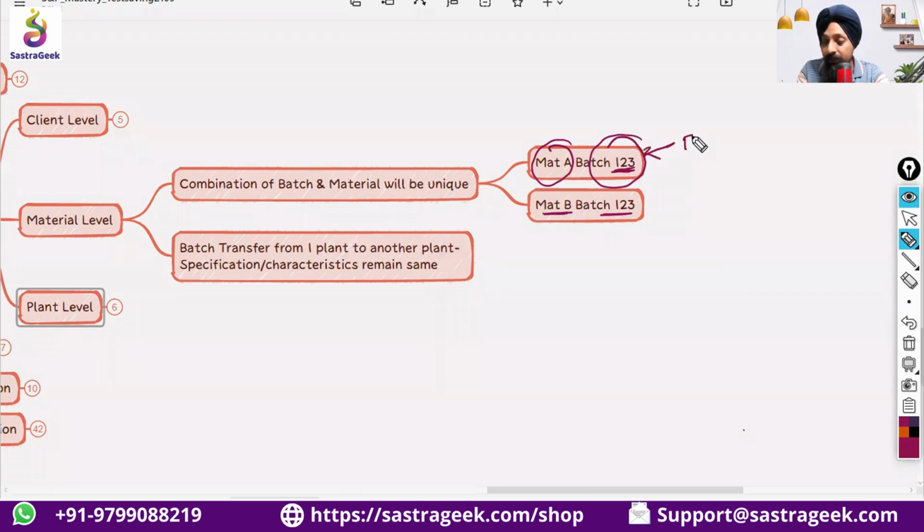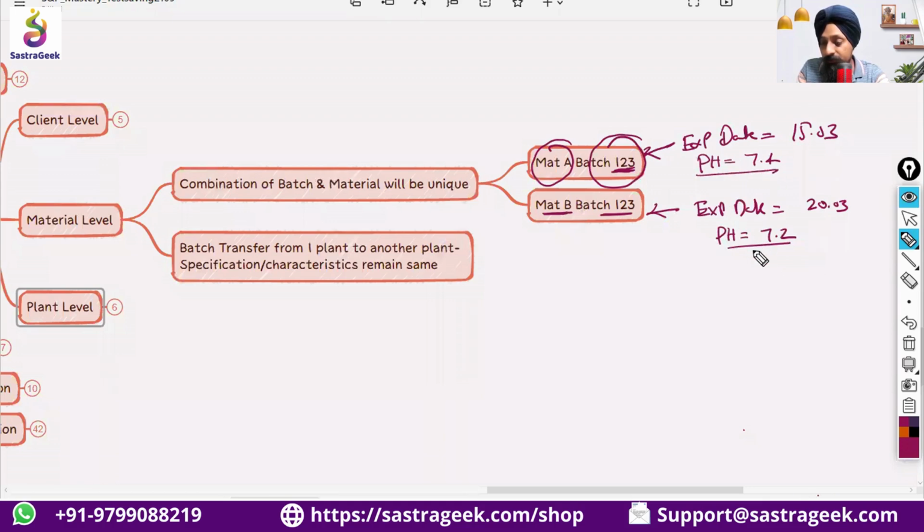This one can have an expiry date of 15th of March, and this one can have an expiry date of 20th of March. This one can have a pH value of 7.4 and this one can have a pH value of 7.2. It is totally different batches.